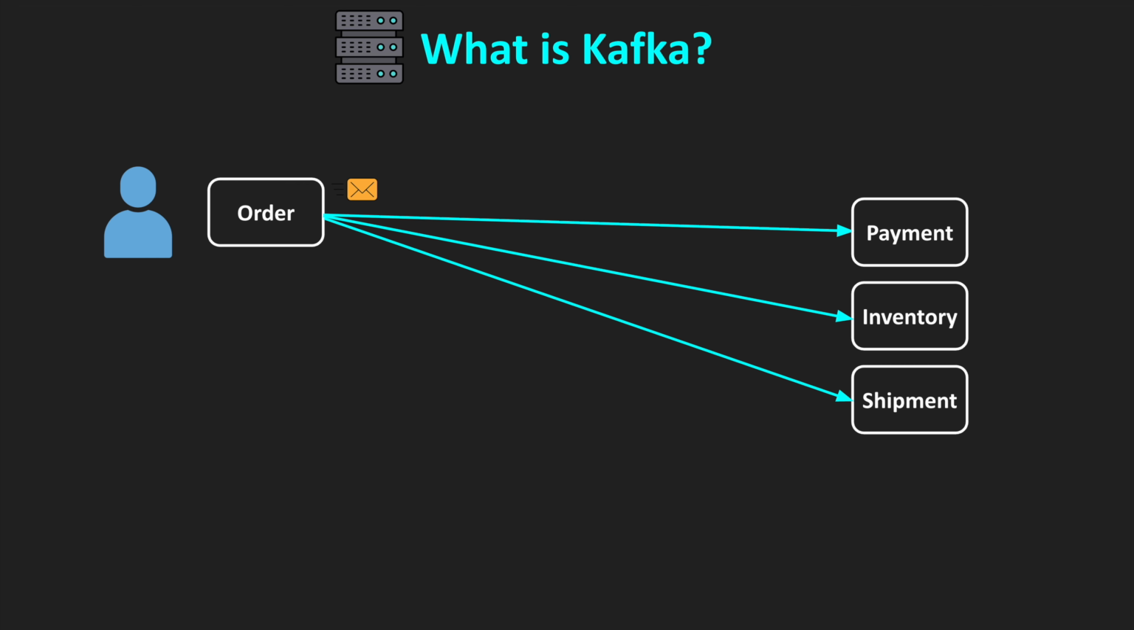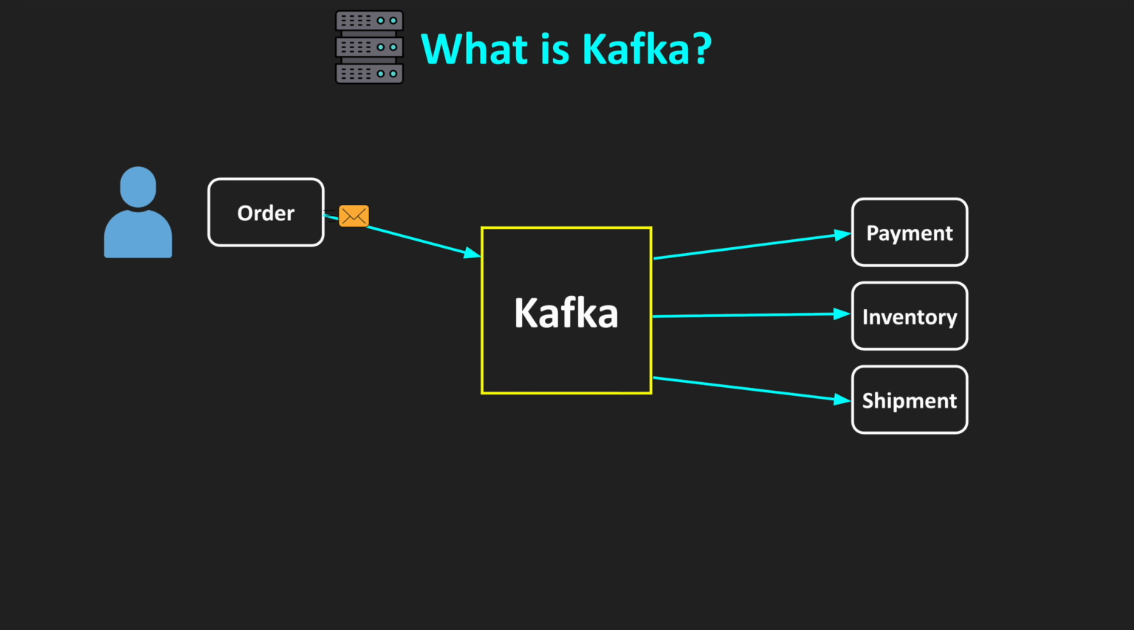But this approach introduces a lot of problems. One of them is that we need to call all of these services separately, and in case of exceptions, we need to handle those exceptions and so on. To solve these problems and many others, we introduce a central hub, a central real-time messaging system, such as Kafka, in order to handle these problems.